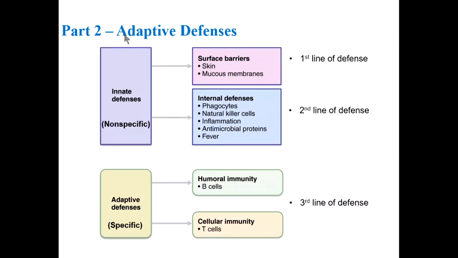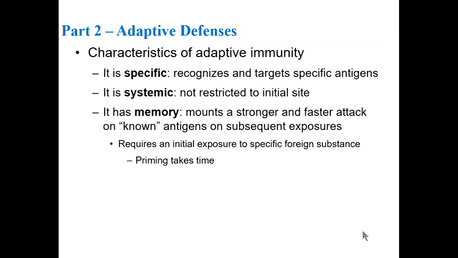Now we're going to look at adaptive defenses, which is specific immunity, which is our third line of defense, which consists of humoral and cellular immunity. And the characteristics of adaptive immunity: it's specific. So we have specific cells or chemicals acting on specific antigens. It's systemic, so it doesn't happen in a specific location. It's in circulation throughout the body.